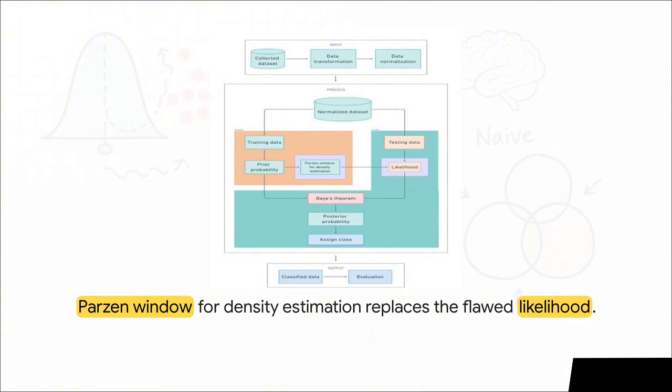Look at our enhanced flowchart here. Right in the middle, the rigid calculation of prior probability is now feeding into a purple box, the Parson window for density estimation. This seamlessly replaces that flawed likelihood step. It's a kernel tweak that acts like a shock absorber for the algorithm, ensuring that rare events or noisy datasets don't completely crash the multiplication process.